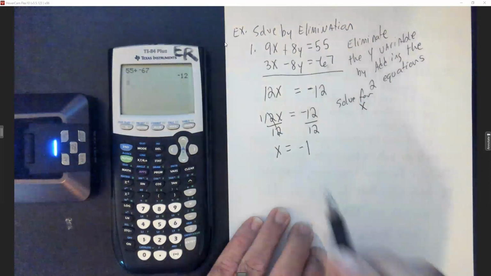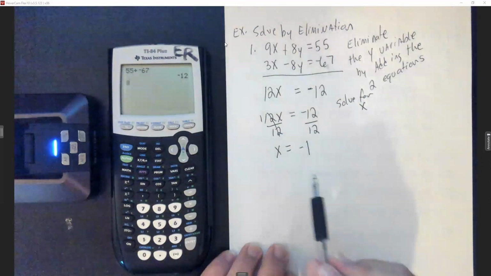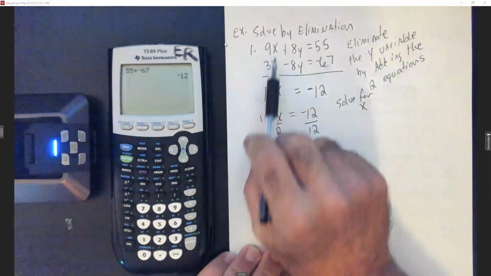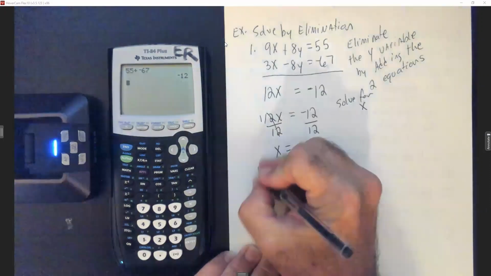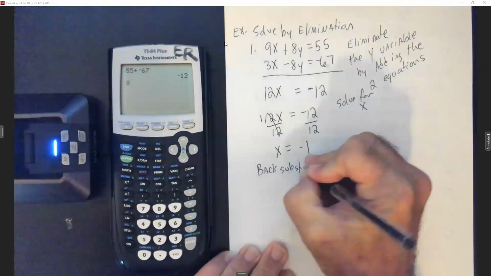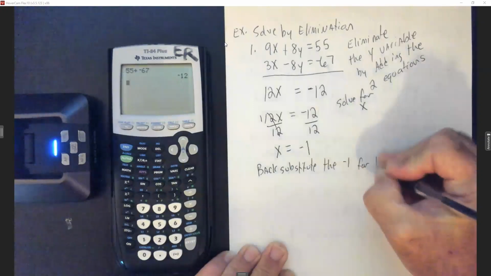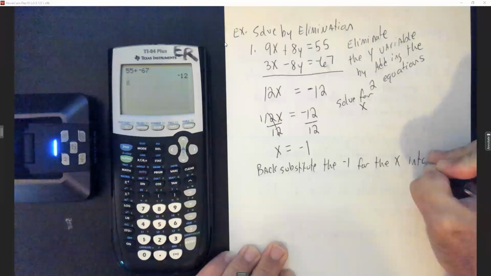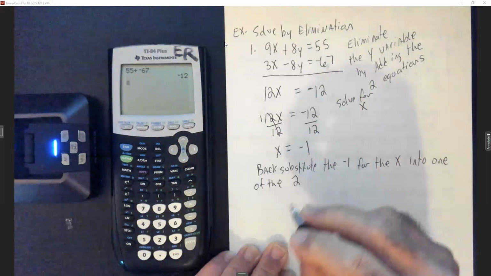x equals negative 1. So what we want to do is take this negative 1 and plug it in for the x on either one of these two equations. So we're going to back substitute the negative 1 for the x into one of the two variable equations.